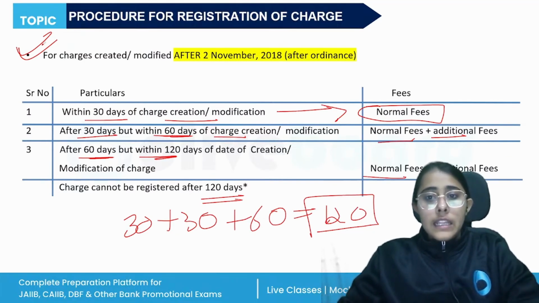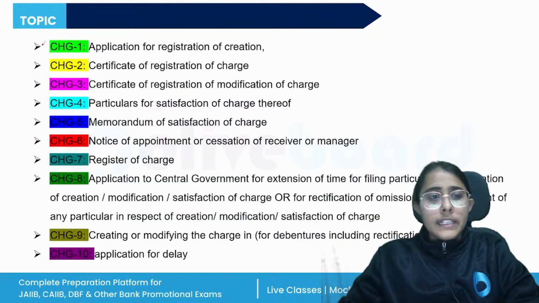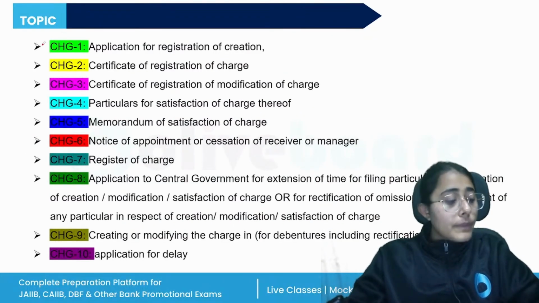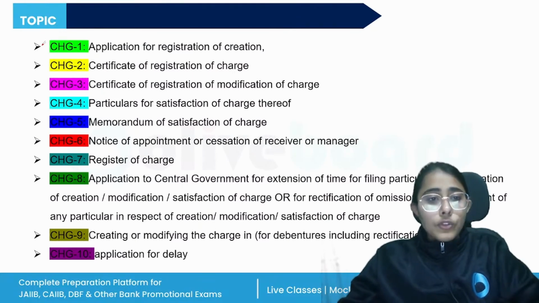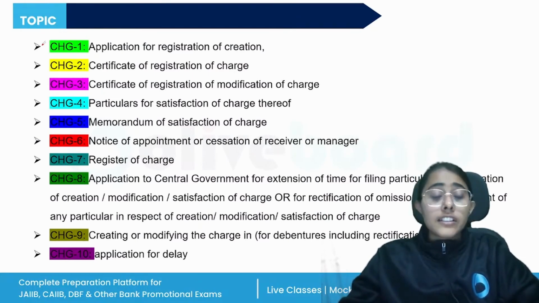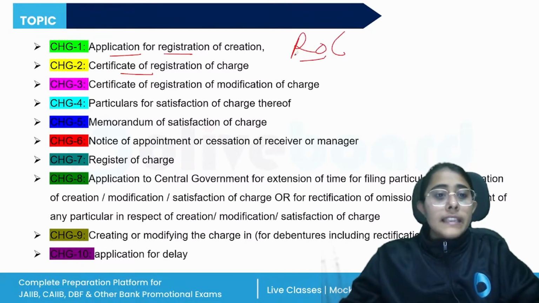All right. Then what else? Now here I have mentioned the different forms which have to be submitted to the ROC whenever we are getting the charge registered, modified, or when the charge is satisfied. So CHG-1 is for the application for the registration of creation. CHG-2 is for the certificate which is given by the ROC. Then CHG-3 is for the certificate of registration and modification, the particulars, memorandum, notice of appointment.